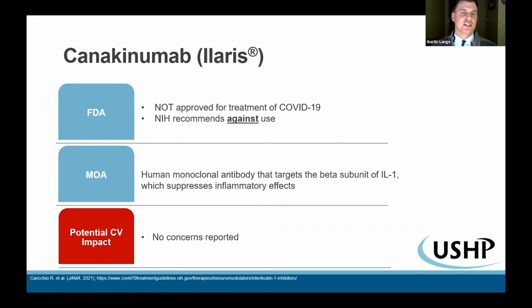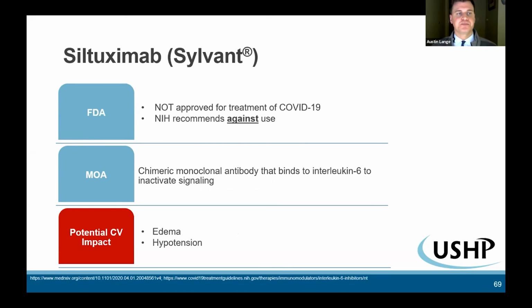Canakinumab or Ilaris, not approved for COVID-19, and we're not currently recommending it be used. It's a monoclonal antibody that suppresses inflammatory effects, no concerning cardiovascular impact, but again, not approved. And siltuximab or Sylvant, not approved for COVID-19 and recommending against its use. It again works on the anti-inflammatory signaling, and it can also cause edema, hypotension, which hopefully we wouldn't see because it's not approved for COVID-19 and not being recommended.